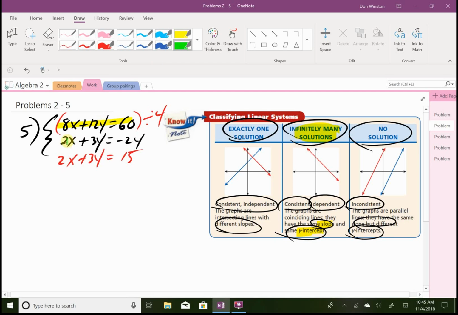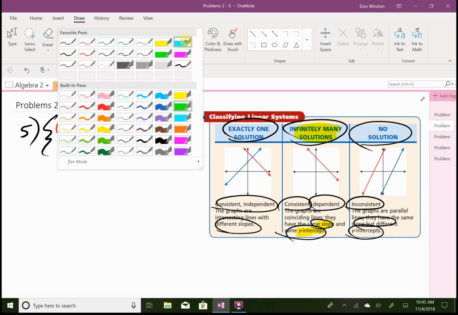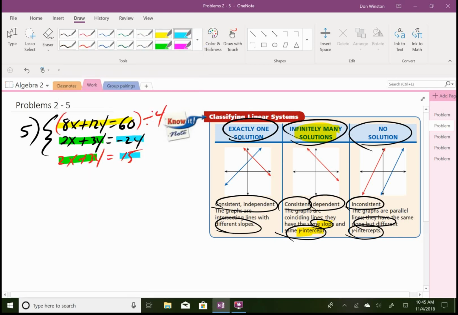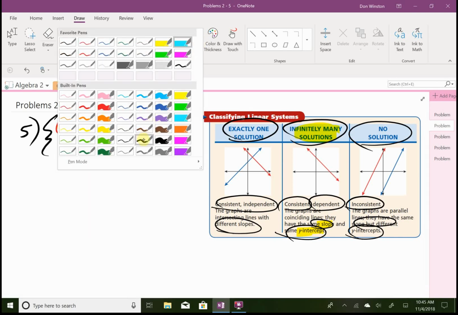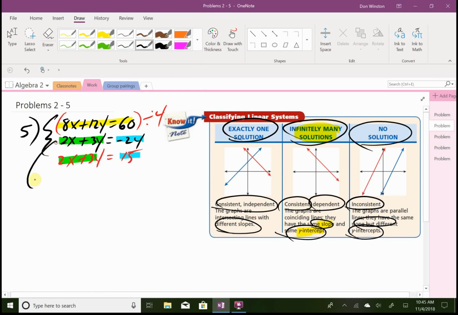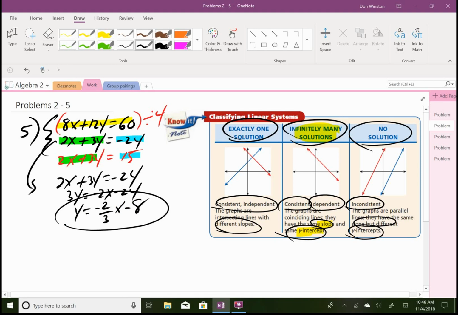So now notice here, when I solve for y, it looks like I'm going to have the same slope but different intercepts. So I'll solve both equations for y, and you'll see that's the case. So this equation here, 2x plus 3y equals negative 24. Subtract 2x, you get 3y equals negative 2x minus 24. Divide both sides by 3, you get y is equal to negative 2/3 x minus 8. So that's my first equation.